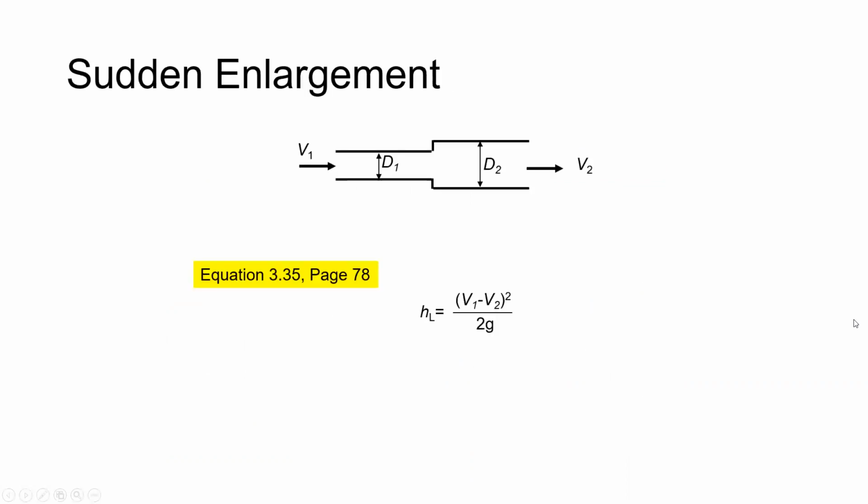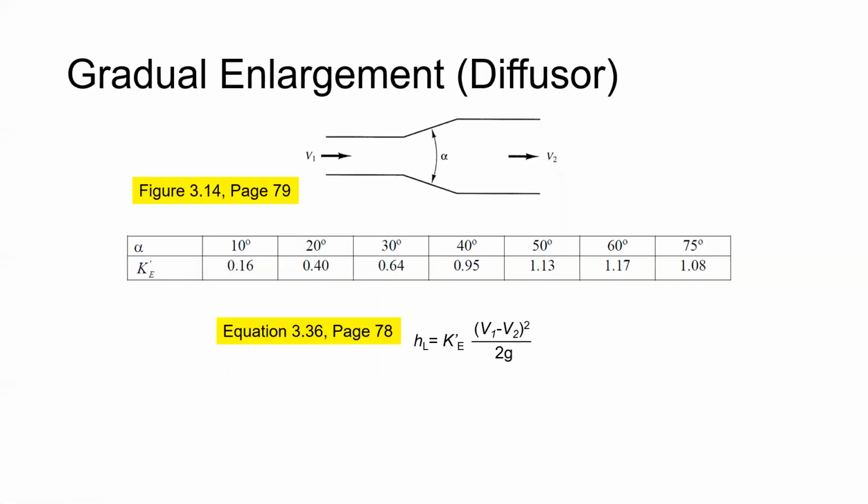Here's enlargements, a little bit different. The coefficient is based on the differences of the velocities squared over 2g. Here's a gradual enlargement. Similar, the differences in the velocities times a coefficient based on the angle.